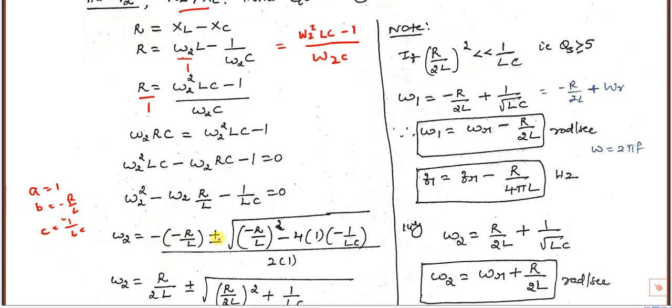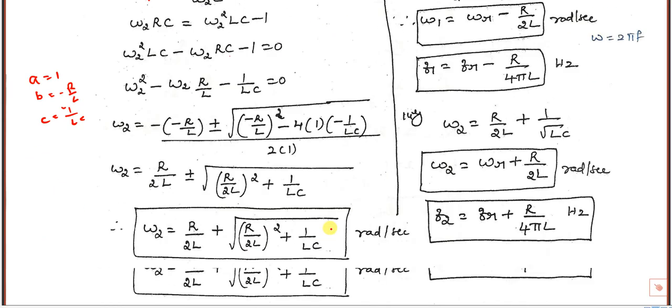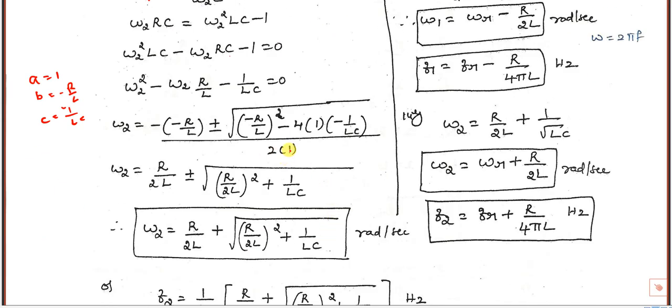Minus B plus or minus root of B square minus 4AC, over 2A. So minus into minus is plus. This 2 you bring it to here: minus R by 2L plus or minus. This 2 is outside, in the denominator only 2 is there.